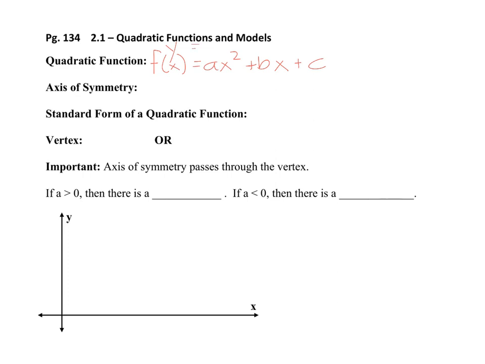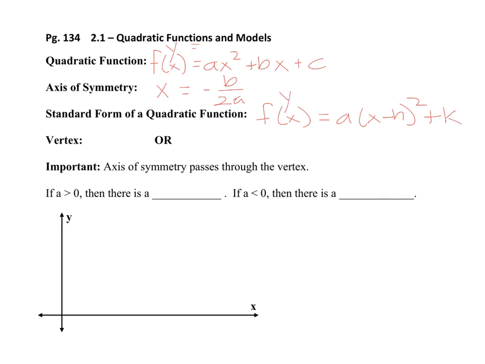Alrighty, so let's get started with the lesson. We're talking about quadratics. So here we have the quadratic function that I just wrote, ax squared plus bx plus c. The axis of symmetry formula, which essentially splits the parabola in half, is negative b over 2a. All right, and the standard form of a quadratic function is a times (x minus h) squared plus k.